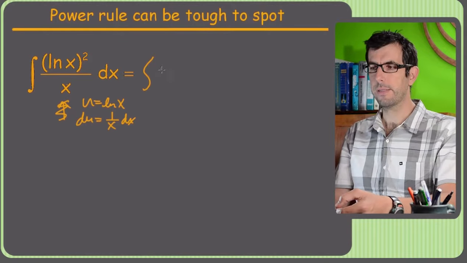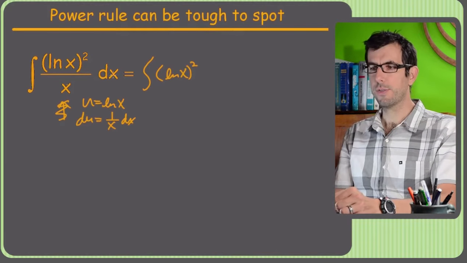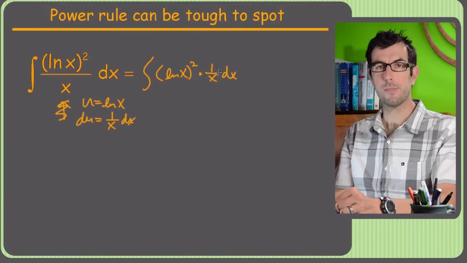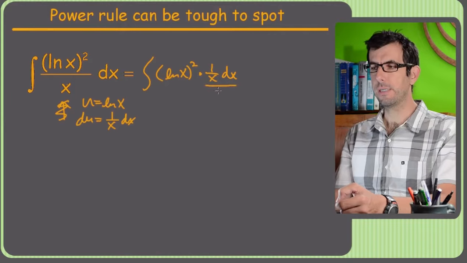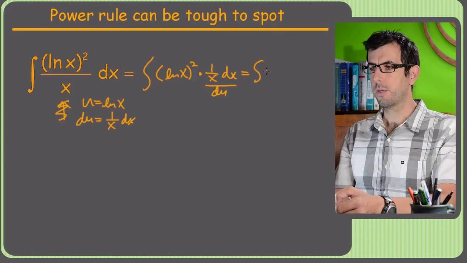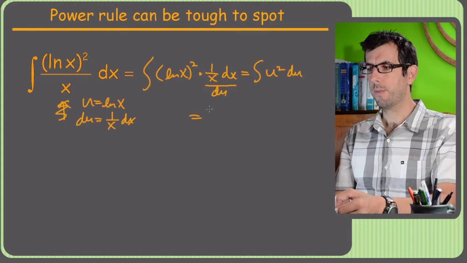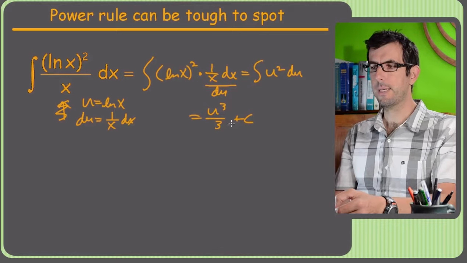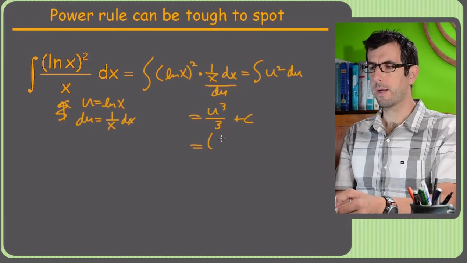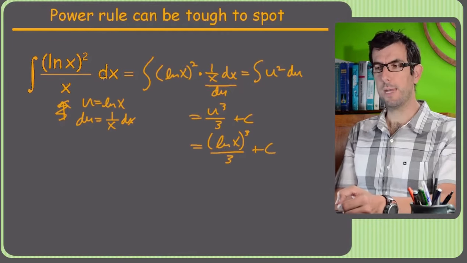You could rewrite this as the integral of natural log of x squared, and then just sort of take that x out of the denominator and make it a 1 over x fraction to make it more obvious that this is just your du. And of course, this is our u squared, so we're really integrating u squared du. Alright, so at that point it becomes pretty straightforward. U cubed over 3 plus c. And of course that means we got to plug in our u again, so ln of x cubed over 3 plus c.